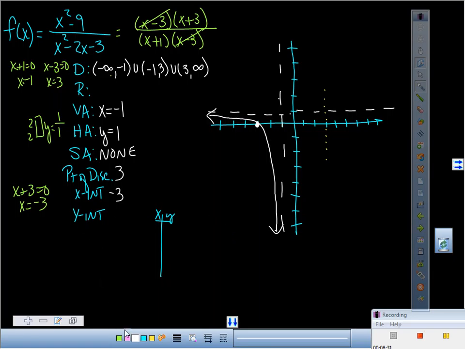Okay? How do I find a y-intercept? Put zeros in for the x's. Okay? Zeros in for the x's. So you're going to get 0 minus 9 on the top. On the bottom, everywhere there's an x, guys, it's going to be 0. 0 minus 0 minus 3. So that's just negative 9 over negative 3. And what is that? Positive 3. So my y-intercept is positive 3.